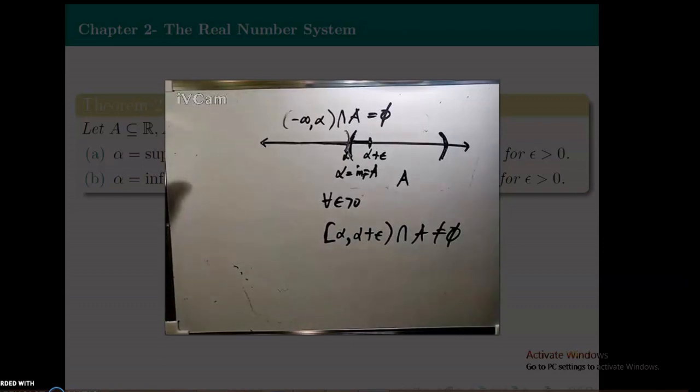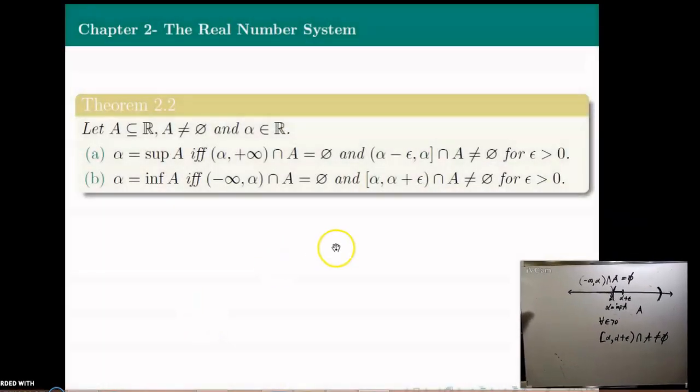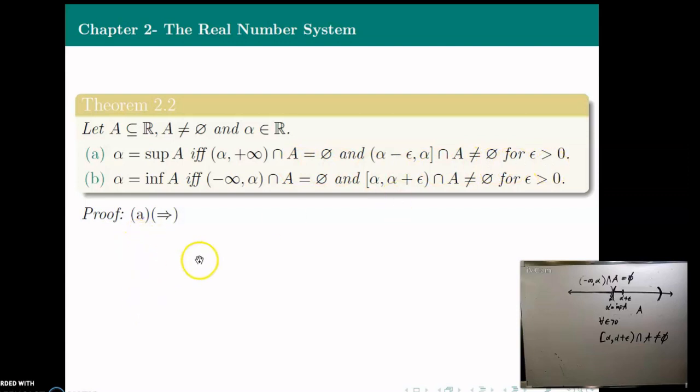Okay, let's now prove the first statement. Take note, we do have an if and only if statement. So we will prove the necessary and sufficient conditions. So let's have first the necessary. It means if alpha is the supremum of A, then we will show that the intersection of this is empty and so on. So we will show that one.